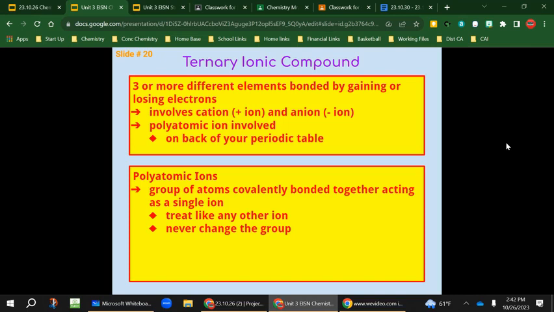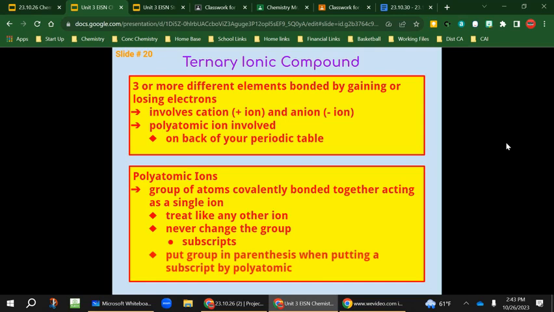You do not make it NO16 with a -12 charge. You do not change the group, ladies and gentlemen. You do not change the subscripts. However, what if you want more of that group? Well, then, ladies and gentlemen, you need to put parentheses around that group. Because by putting parentheses around it, you are changing how many of the groups are there, not the group that is there. Okay? Questions?